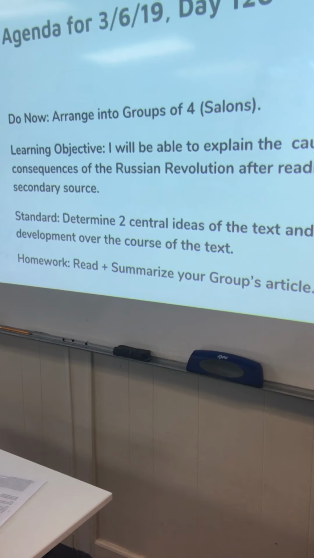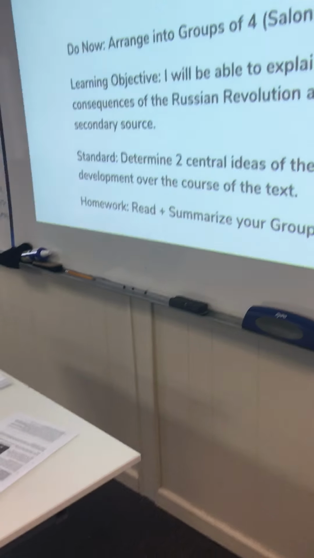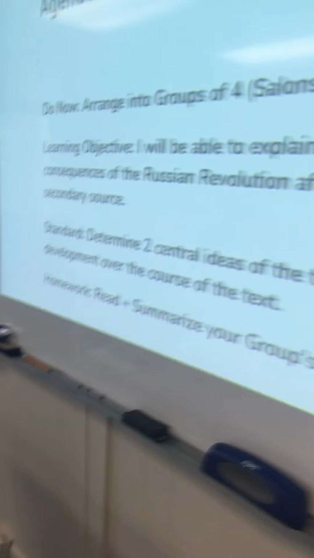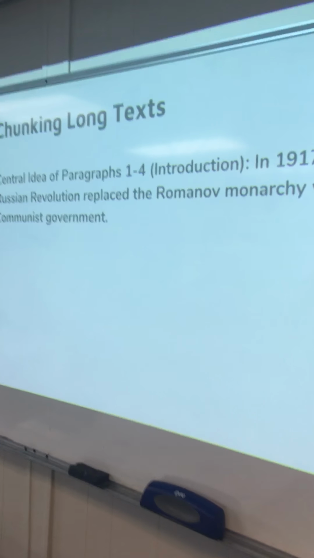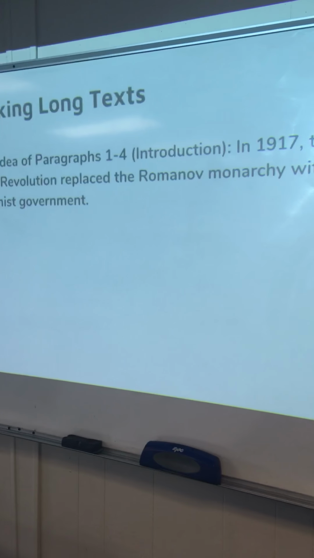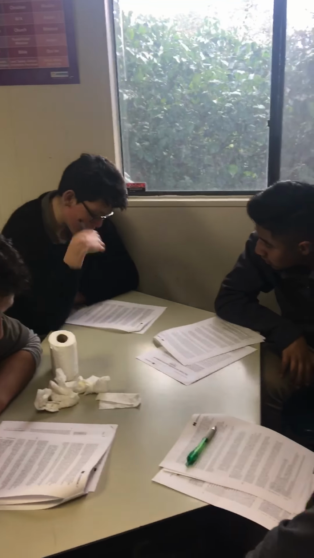They need to be able to determine two central ideas and analyze the development of those main ideas throughout the course of the text. The reading strategy we're using is chunking. So we're analyzing each section, one main idea per section, to help us get to the central idea. So we're working in groups of 4. We normally work in partners, and so they're taking turns reading aloud.